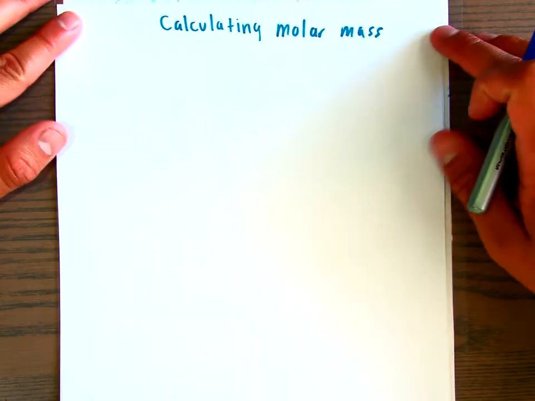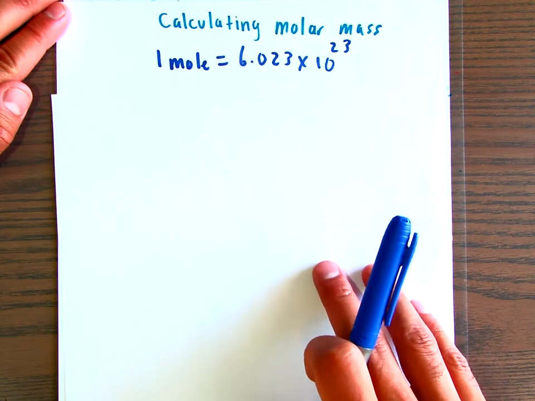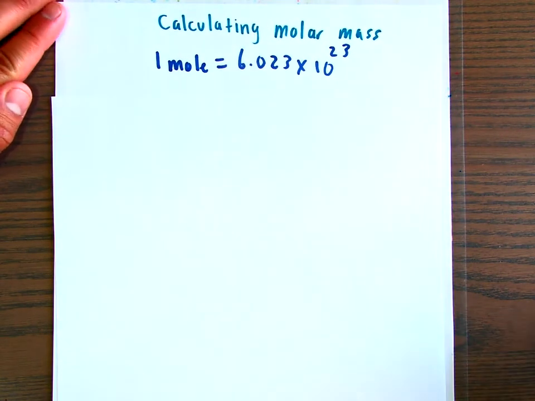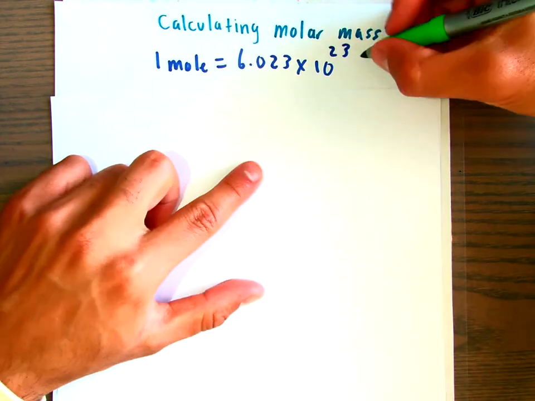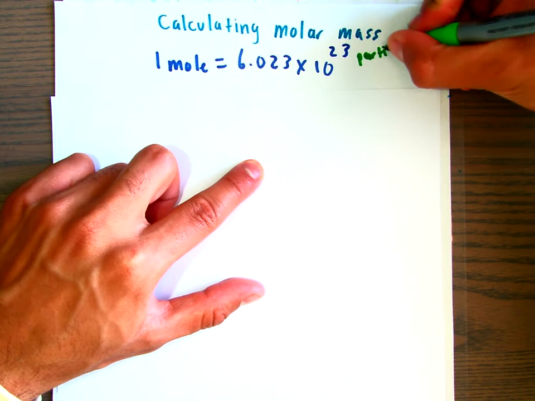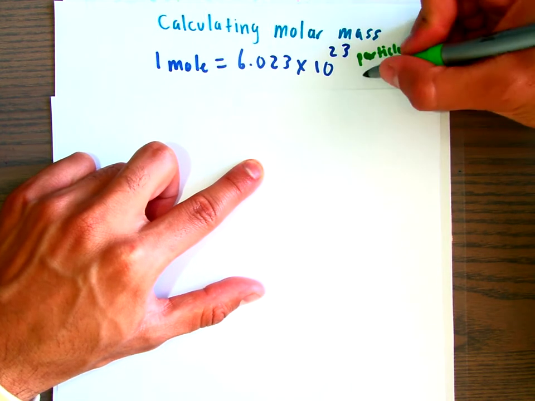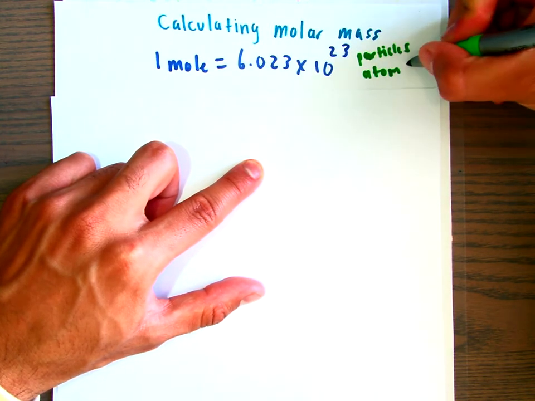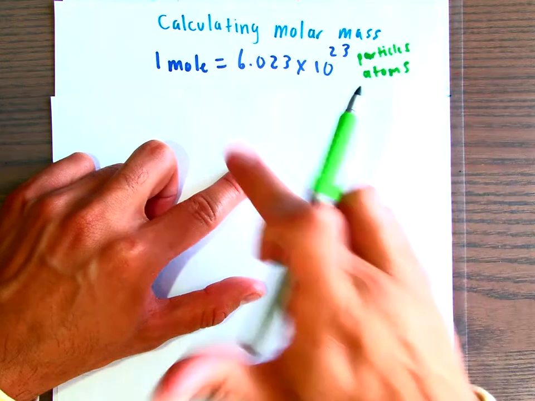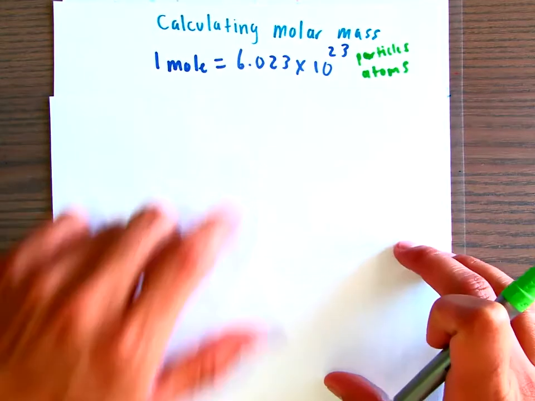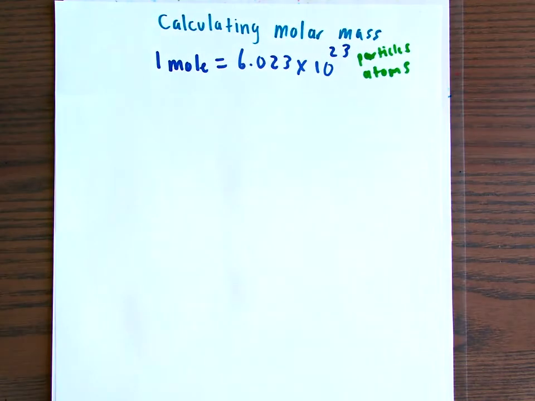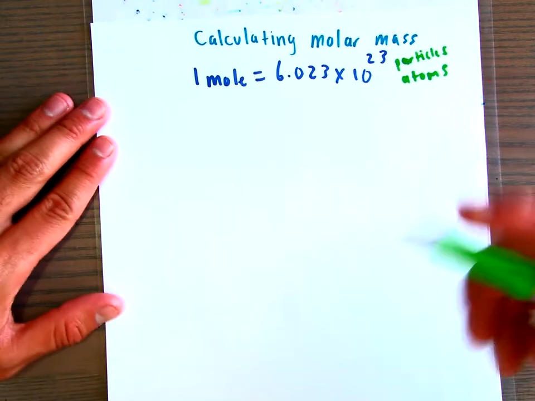is a mole. Okay, so in chemistry, we say that 1 mole equals 6.023 times 10 to the 23rd of either particles, atoms, really anything. So a mole, whatever we're talking about, can be particles, atoms, compounds, but it's this amount. Okay, so let's look at an example here. Let's say I have 1 mole of carbon.